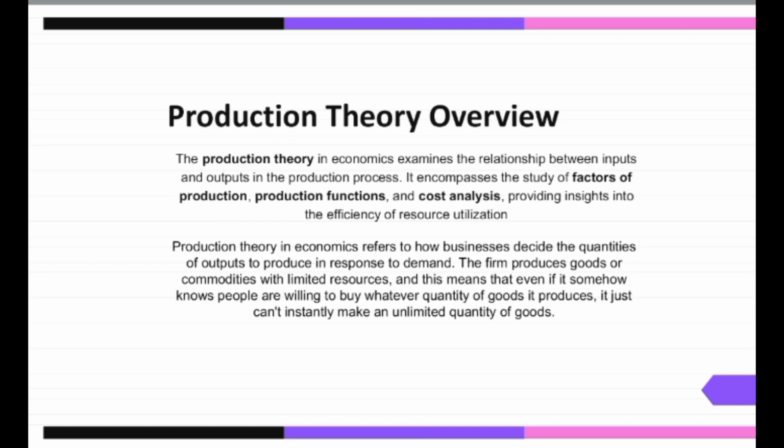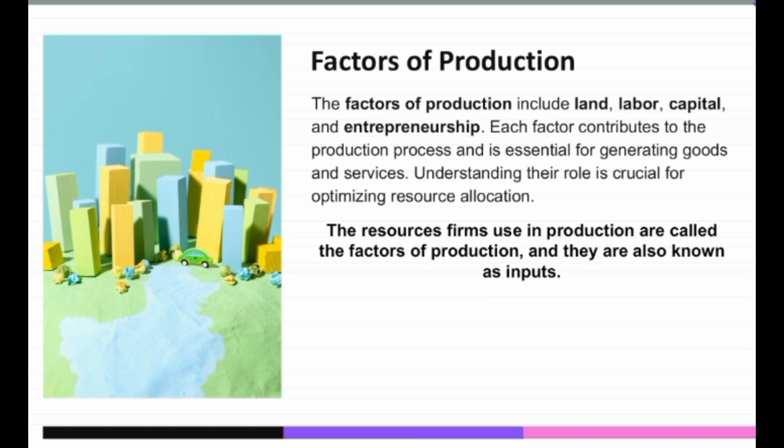But during the production of that output, the business has to look after many factors and aspects: how much to be produced, when to produce, what factors are used in the production, how many factors we have to use in that production. So it can't just instantly make an unlimited quantity of goods, so it has to make some analysis or set some parameters. Okay, so next one is the factors of production.